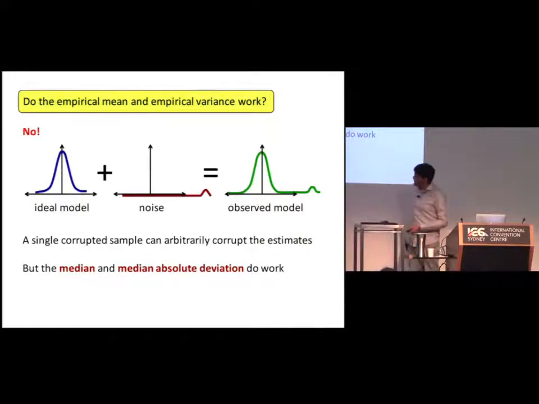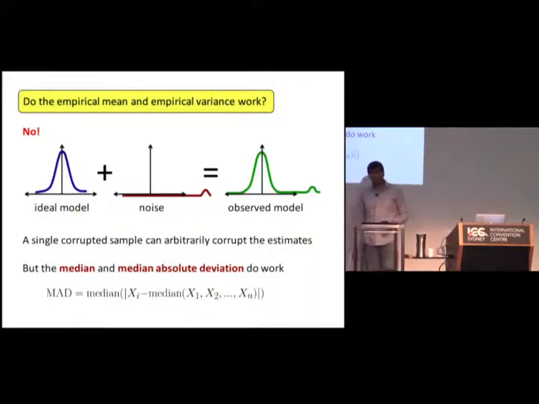And instead of using the empirical variance, well, if the median worked once, you just use the median a bunch more times. What you can do is something called the median absolute deviation. Here you take the median of your observed samples, look at the absolute value of the difference between each sample and the median, and take the median of those values. It turns out that this really does work in the presence of corruptions.